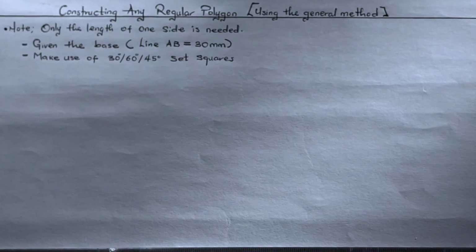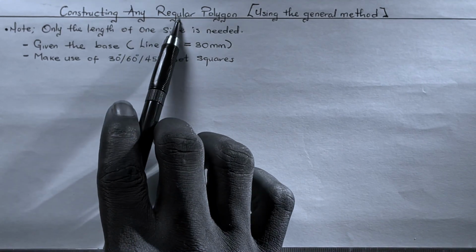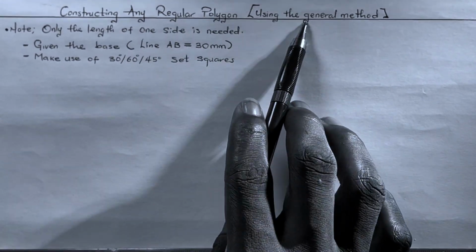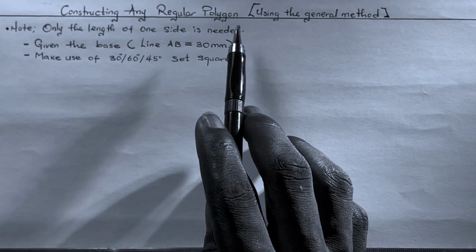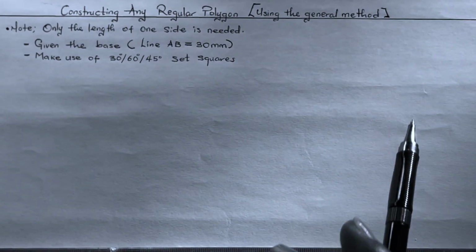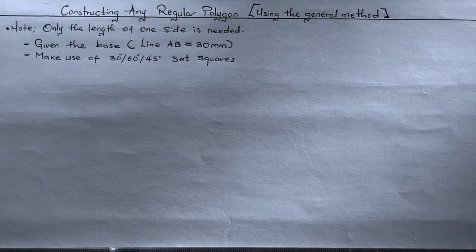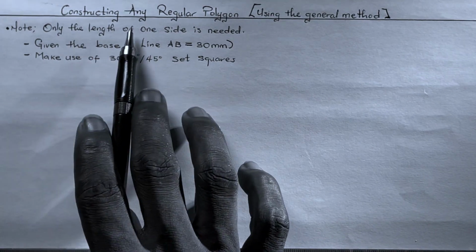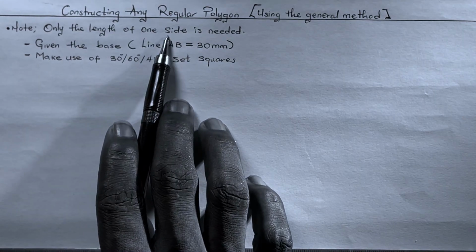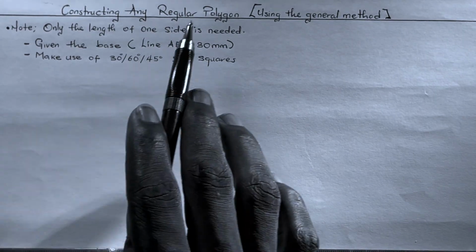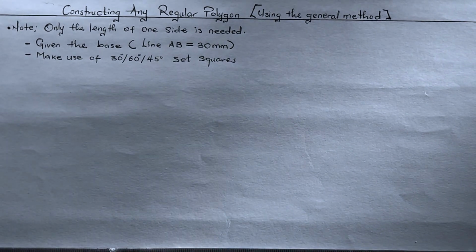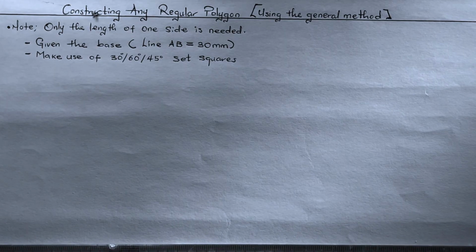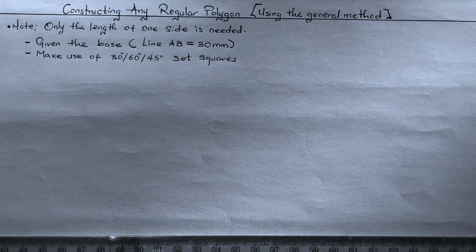In this section, we're going to be looking into constructing any regular polygon using the general method. This method is going to help you to construct any regular polygon starting from pentagon, hexagon, heptagon, octagon, and on and on. This method gives you the opportunity to use only the length of one side to construct your polygon, and when you have the baseline, you can use it to construct the full construction work concerning any polygon of your choice.